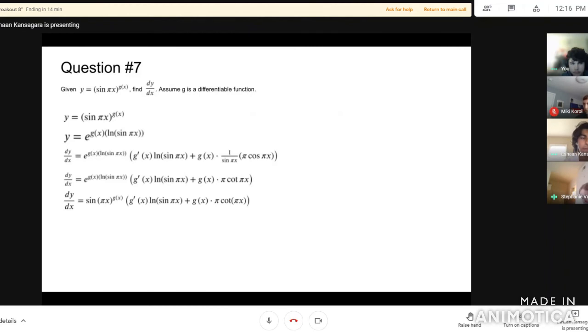A common error would be not using e to the natural log of x, because it's not super common in class, but it's a good thing to know for the test.